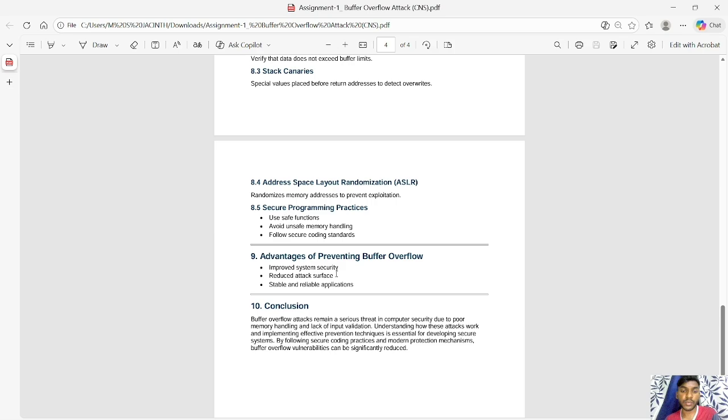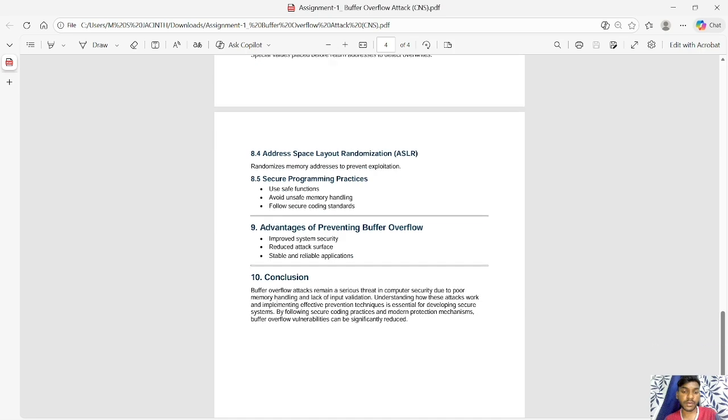And finally, conclusion. Buffer overflow attacks remain a serious threat in computer security due to poor memory handling and lack of input validation. Understanding how these attacks work and implementing effective prevention techniques is essential for developing secure systems. By following secure coding practices and modern protection mechanisms, buffer overflow vulnerabilities can be significantly reduced.